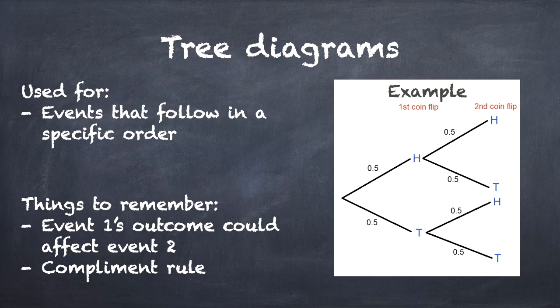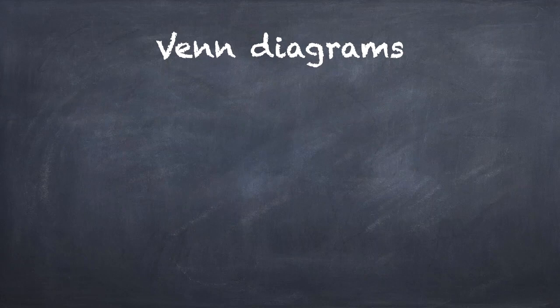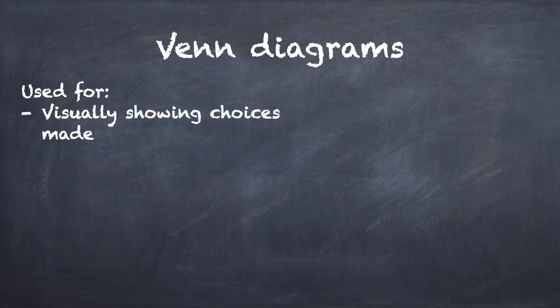Next up, Venn diagrams. Now, Venn diagrams are a firm favorite in the exams, simply because there's a lot of small little things that happen, because it's used for visually showing the choices that people make.